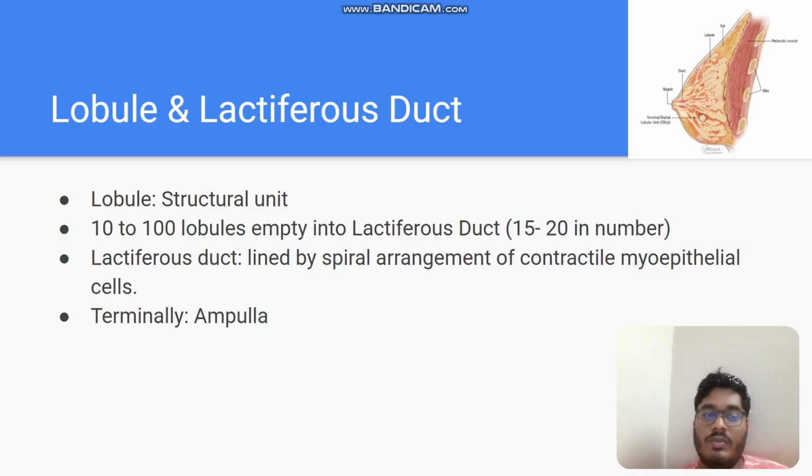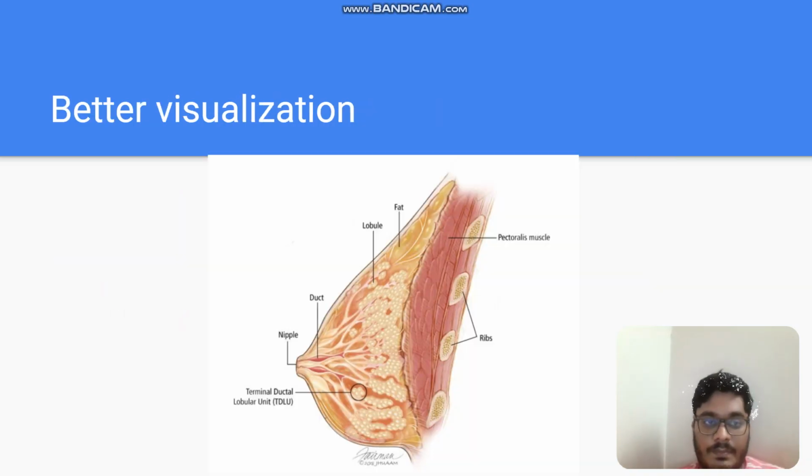Lobules and lactiferous ducts. Lobules are the structural unit of breast. Around 10 to 100 lobules come together and empty into a lactiferous duct, which in turn are 15 to 20 in number. And lactiferous ducts are lined by a spiral arrangement of contractile myoepithelial cells. These lactiferous ducts later terminate into an ampulla, and from there the milk is expressed via the nipple. So here's an image for visualizing. You can see the lobules, then there are ducts, and then there's the nipple.